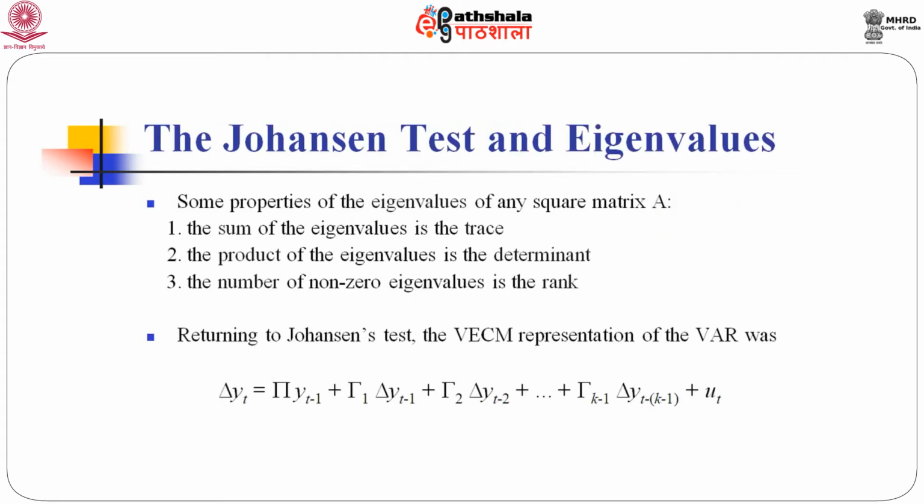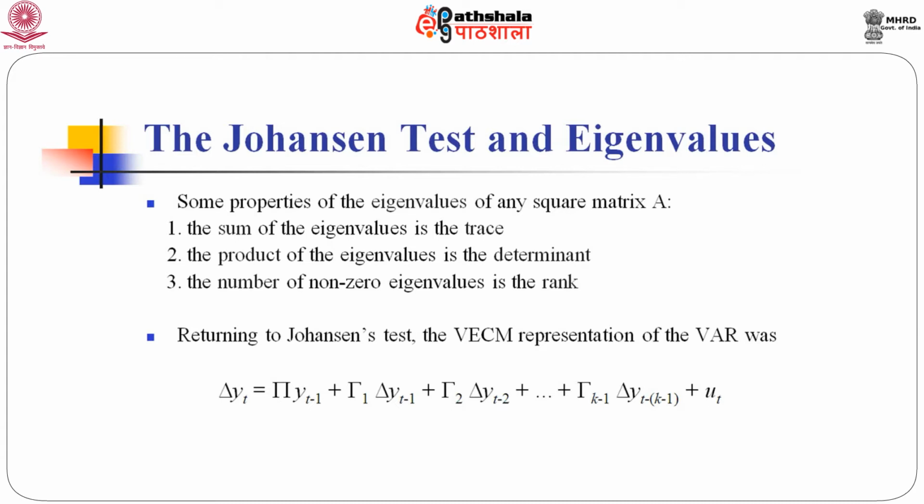Now, in order to apply the Johansen test, we need to know some properties of the eigenvalues of any square matrix A. First of all, the sum of the eigenvalues is the trace, the product of the eigenvalues is the determinant, and the number of non-zero eigenvalues is the rank.